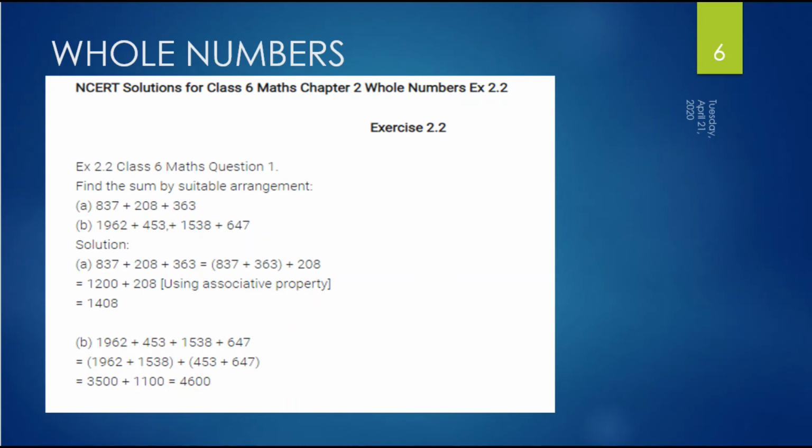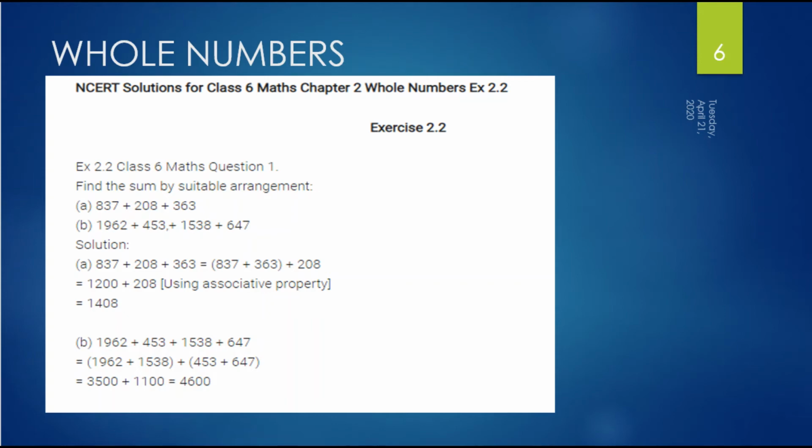Similarly, in part B, 1962 plus 453 plus 1538 plus 647. We'll be rearranging the values so that the sum rounds off to 10. Now 1962 has 2 at the last place and 1538 has 8 at the last place. 8 plus 2 will be 10.